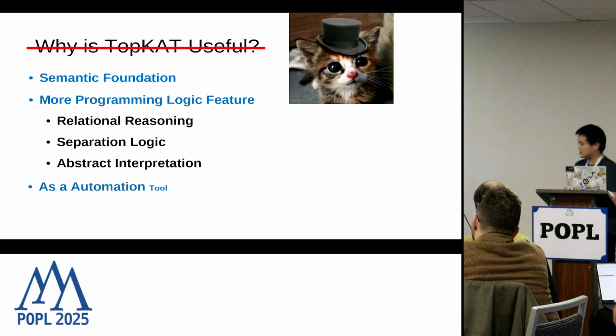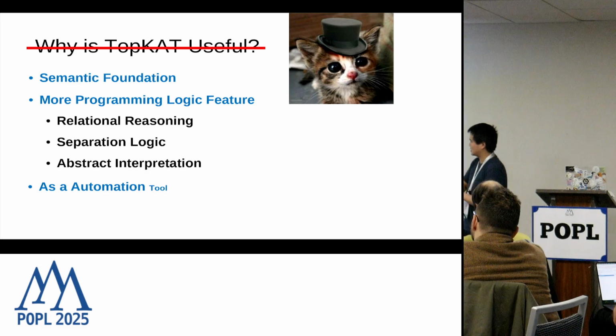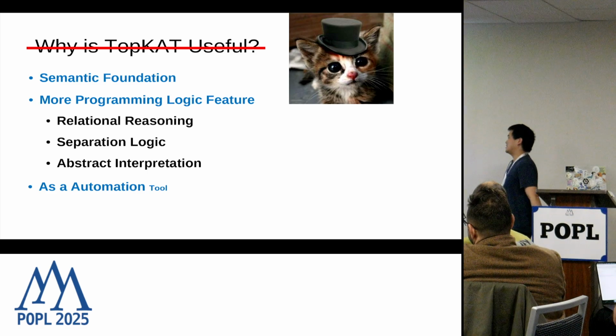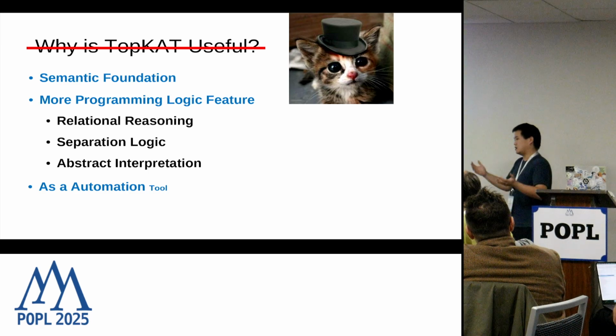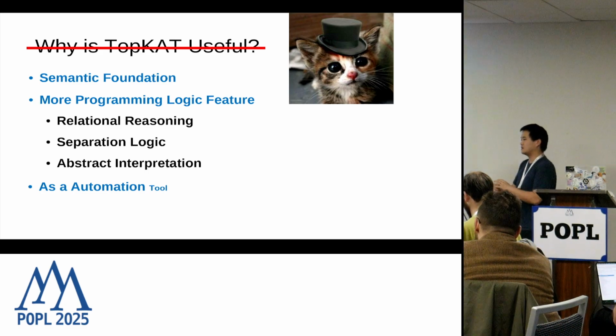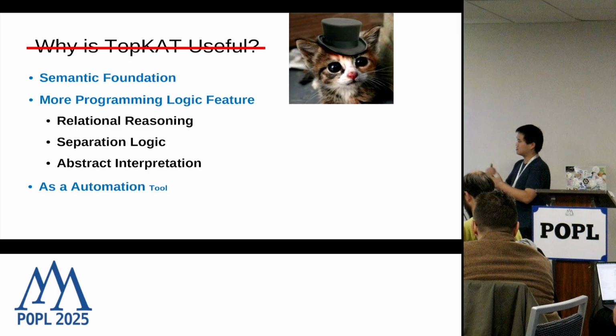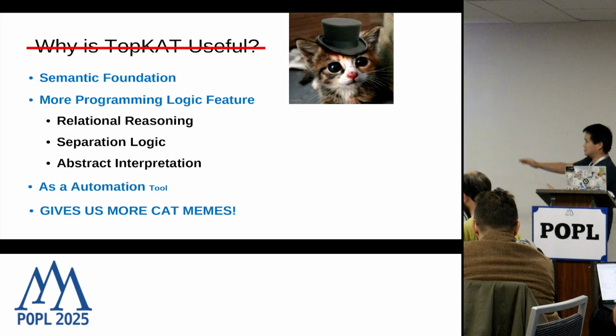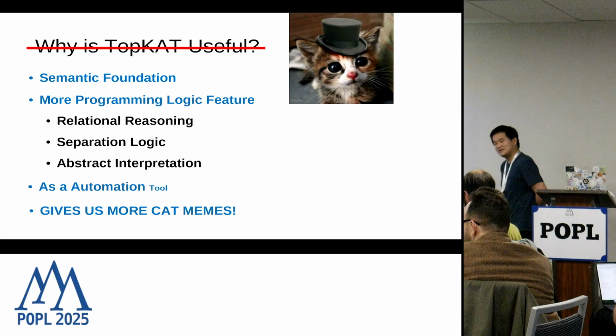And finally, as an automation tool, I don't know why the tool looks like this. It's supposed to be pretty big. So as an automation tool, I was hoping, because Kleene algebras are famous for being decidable and usually very fast, can we automate some of the decision procedures of program logic using algorithms within Kleene algebra and Kleene algebra with tests? And finally, it gives us more chance to put cat memes in our slides. Okay, great.